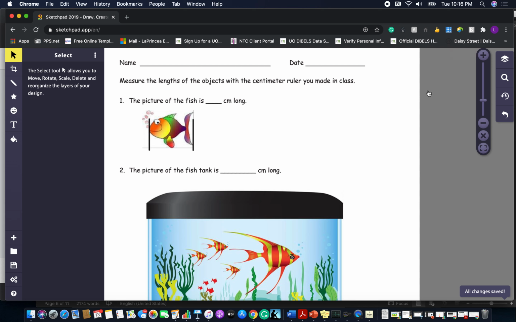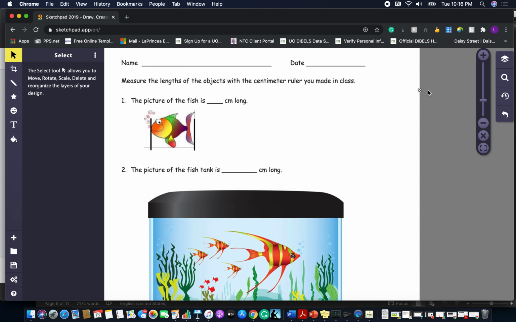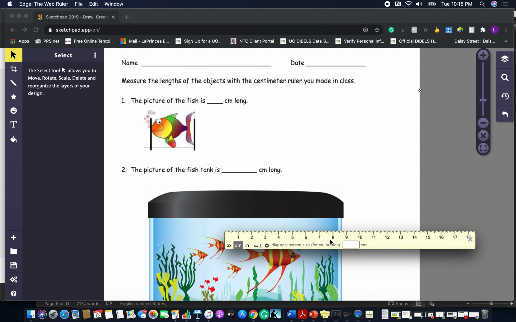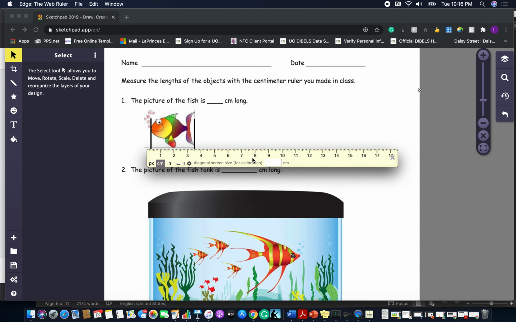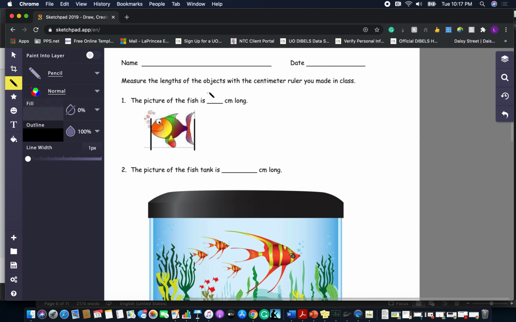All right, so this says the picture of this fish is blank centimeters long. So I'm going to pull up my ruler and I start at that 0 point and I end here. Making sure I start at that end point at the 0 where there's nothing there. And wherever my black line ends, that's my answer. So since mine is closer to the 3, I'm just going to round it down. My answer here is going to be 3 centimeters.